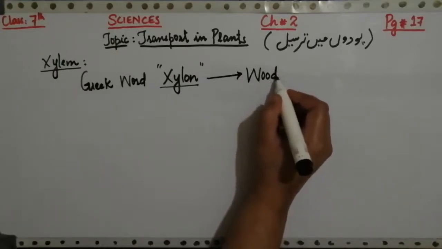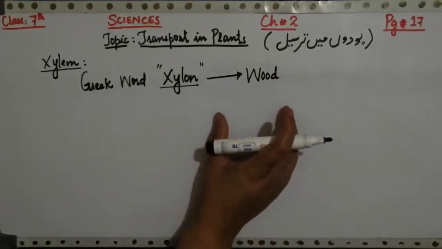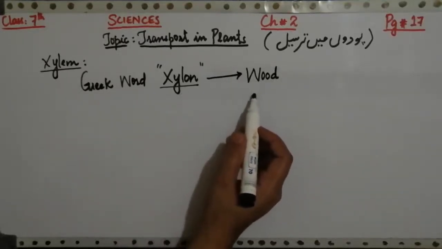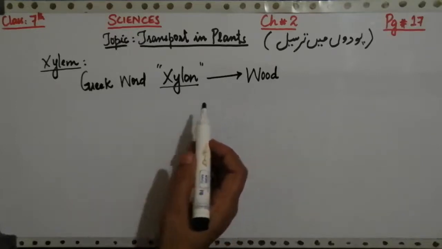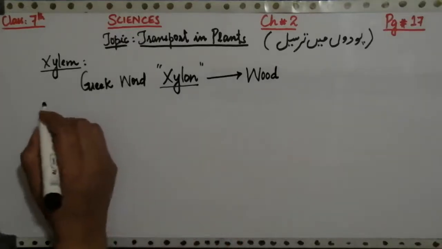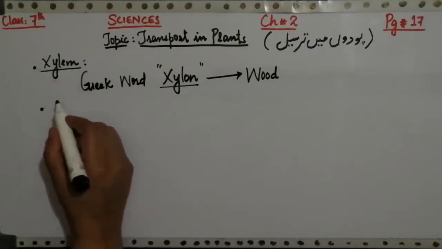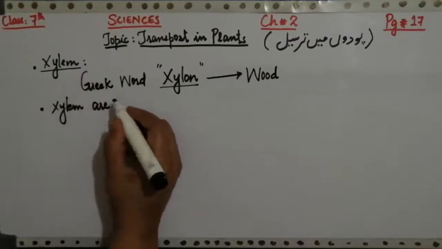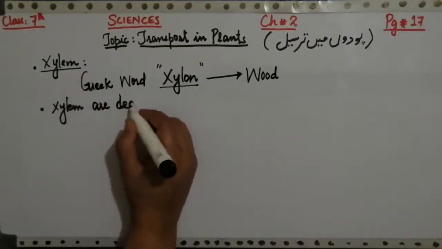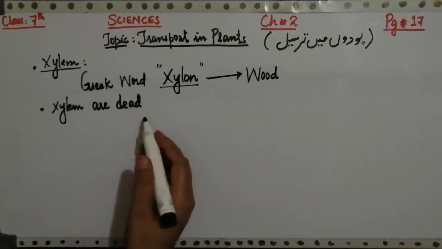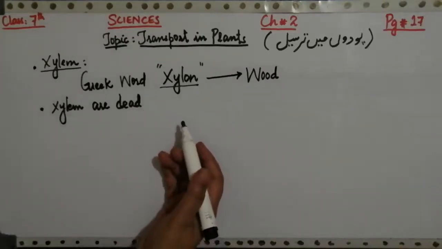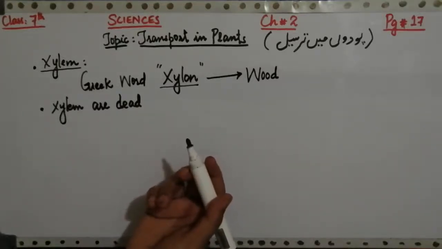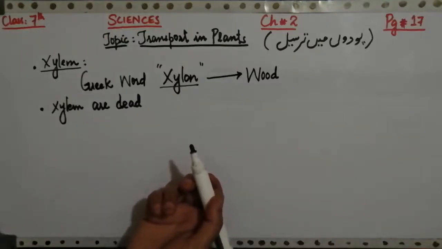So now you know why xylem is wood, because it is derived from the Greek word xylon, and the meaning of xylon is wood. That's why we can call xylem wood. Now as I told you earlier, xylem cells or xylem tissues are dead. Xylem cells are dead. Why are they dead? Because they are not made up of cells which are living. So you can even say they do not respire in some cases. Maybe it is possible they do not respire, that's why we are calling them dead.